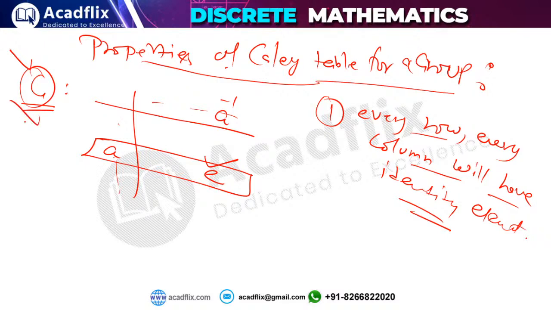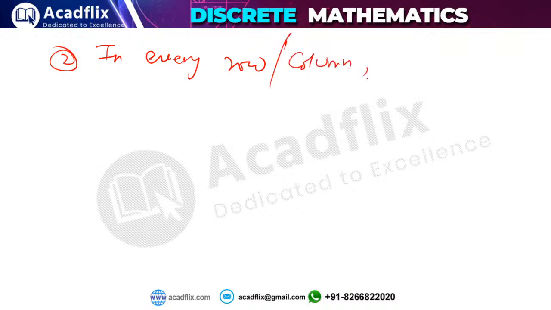So that is how you can prove this, very easily. Let's see the next, second property. The second property, an interesting one, is that in every row and also in every column, no duplicates will be there. Whatever row you take, you can take any row, any column, you can see no duplicates will be there.